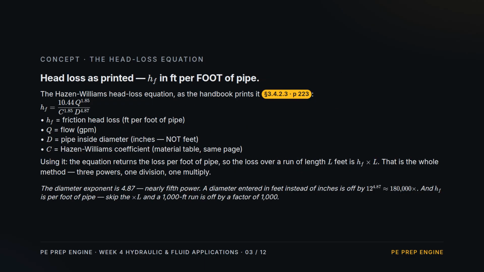The printed equation: H sub F equals 10.44 times Q to the 1.85 divided by C to the 1.85 times D to the 4.87. The units are locked: flow in GPM, diameter in inches, and what comes out is feet of head loss per foot of pipe. Multiply by the run length for the total. Diameter in inches is the trap. At the 4.87 power, a feet slip is off by a factor of 180,000.